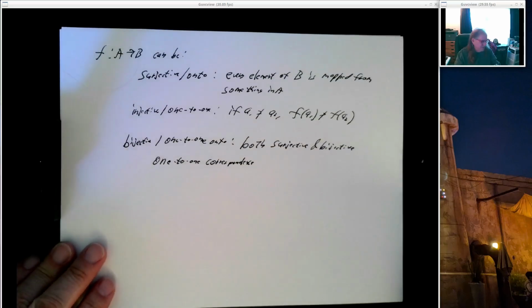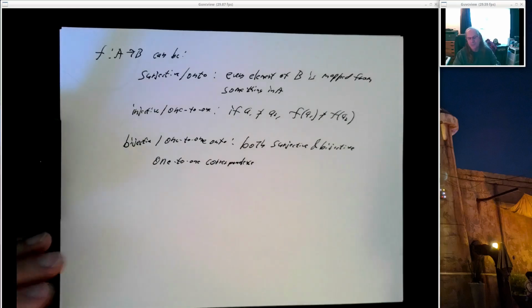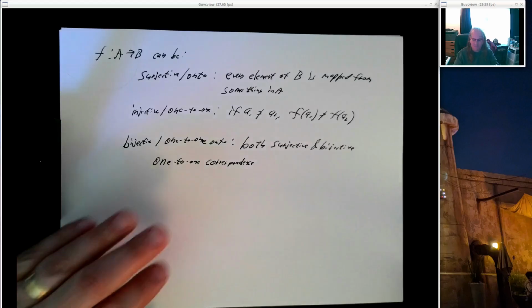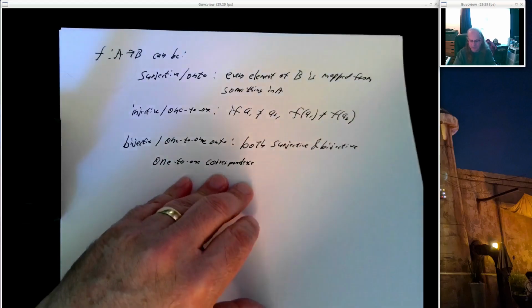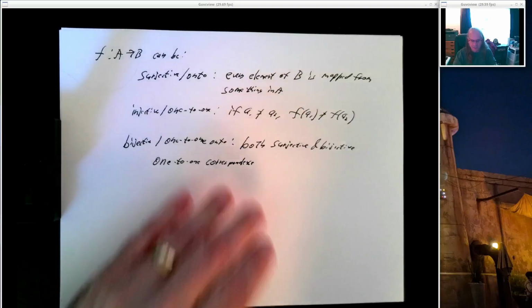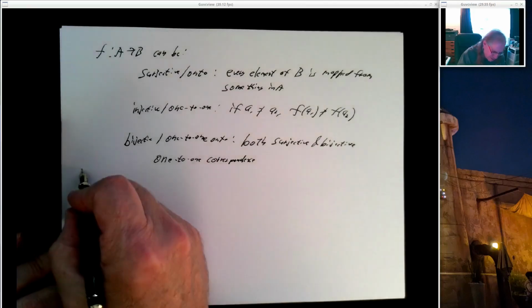What else is there to know about functions? Two functions are equal if they give you the same value at all points. That's kind of obvious. All right, moving on, let's talk about sequences and summations, and then we'll wrap up with just a little bit about matrices.